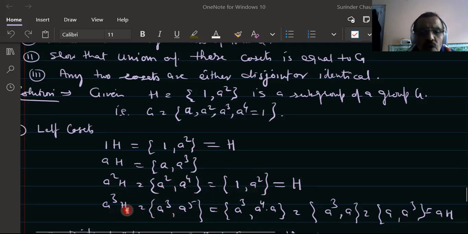And A cube into H is multiplying H by A cube. So this is A cube and A to the 5, which is equal to A, and A cube, which is again equal to H. So we can conclude from here that if we find all the left cosets of H by the elements of G, we get two distinct left cosets.